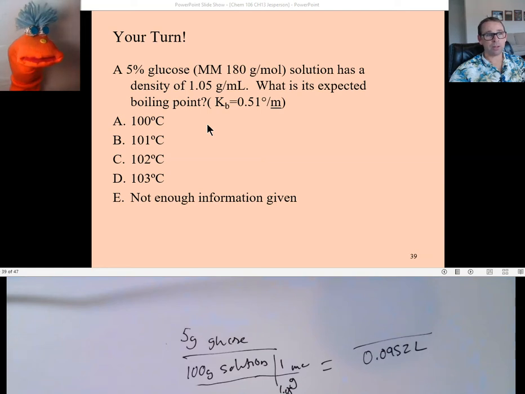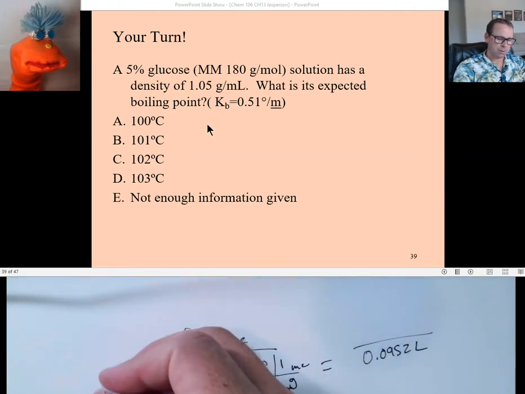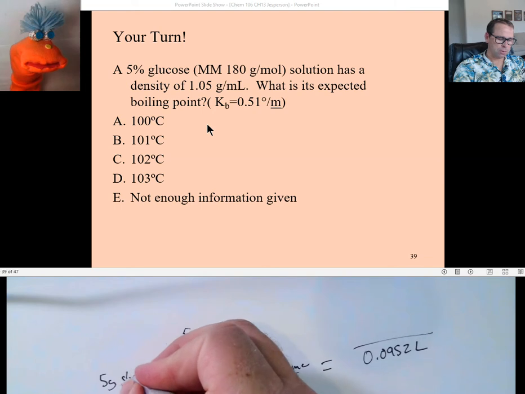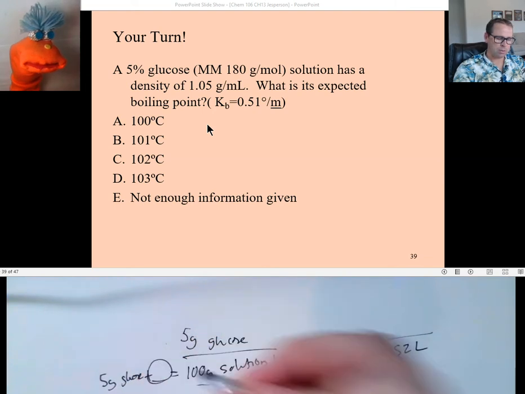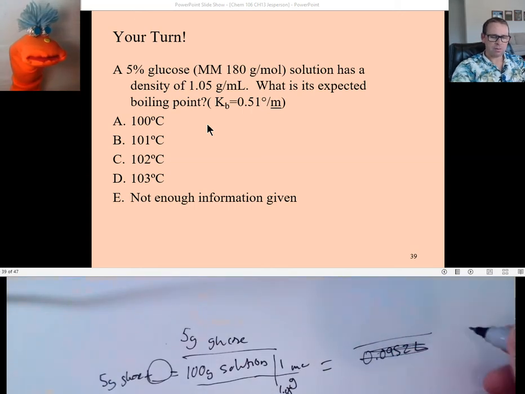But I guess I don't want to go to molarity, do I? No, you want to go to molality. So I don't want liters of solution, do I? I just want kilograms of solvent. Kilograms of solvent. So if I have 100 grams of solution, that's made up of 5 grams of glucose and however many grams of water, right? So that means 95 grams of water. Okay, 95 grams. So I have 95 grams of water. That is 0.095 kilograms of water, agree? Yeah, I agree with that.